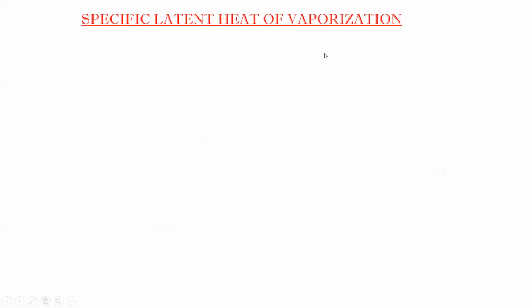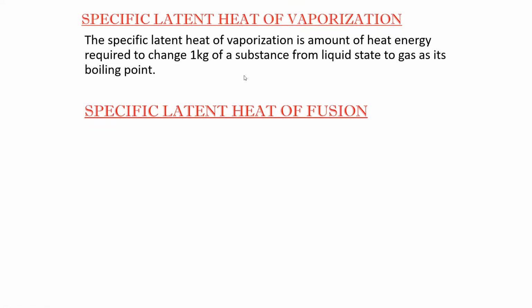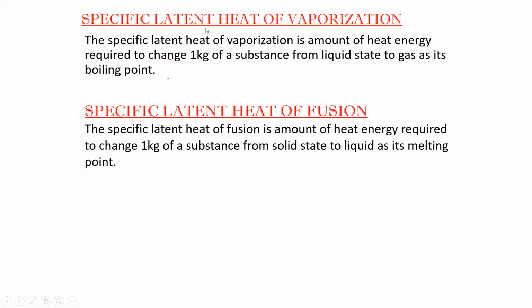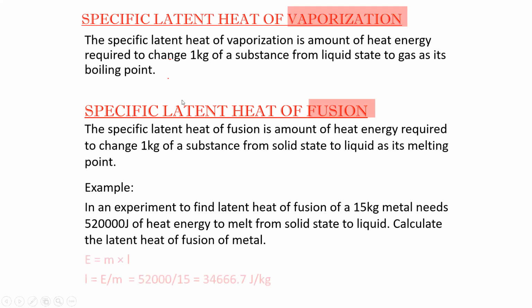So when we say latent heat of vaporization, the term vaporization means when a liquid turns into a gas. And fusion means when a solid is turning into a liquid. So how much energy is needed to convert 1 kilogram of liquid into gas? We call it specific latent heat of vaporization. And how much energy is needed to convert 1 kilogram of solid into a liquid? We call that fusion. It's the same thing, only this word is added. If solid is changing into liquid, we call it fusion. If liquid is turning into gas, we call it vaporization. There is no difference in the two definitions other than the change in the state.